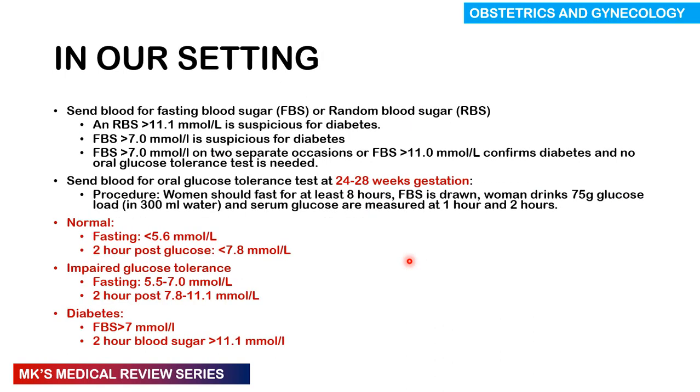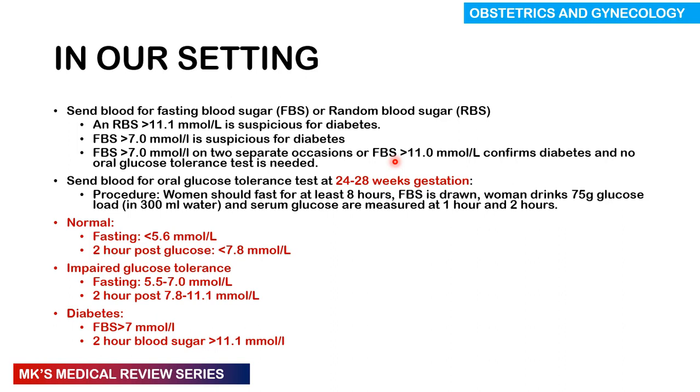So what are we doing in our setting? In our setting, we're going to be sending for a fasting blood glucose. We're also going to be sending for a random blood sugar. A random blood sugar greater than 11.1 is pretty suspicious for diabetes. A fasting blood glucose greater than 7 is suspicious for diabetes. If you have a fasting blood glucose greater than 7 on 2 separate occasions, or a random blood glucose greater than 11 on any one given occasion, no oral glucose tolerance test is going to be needed.